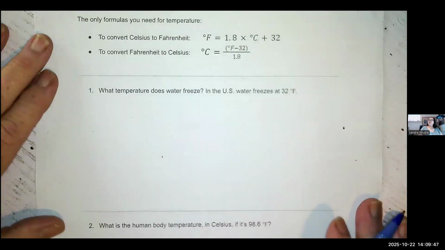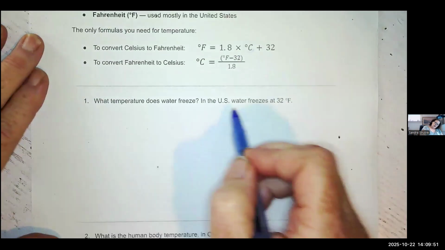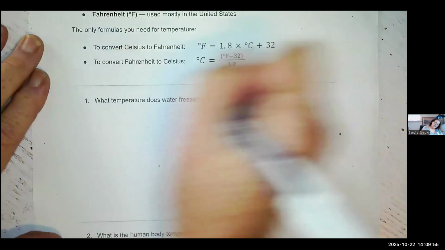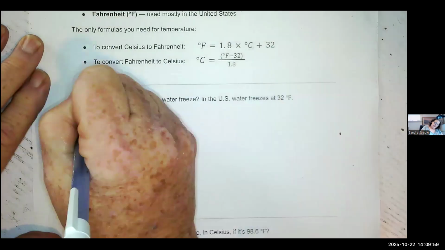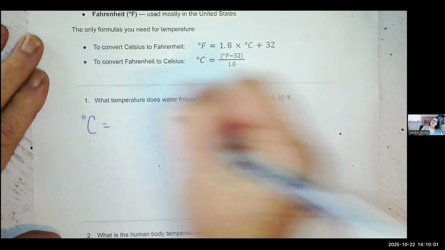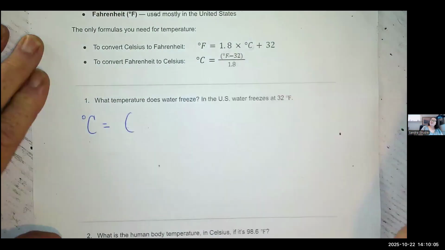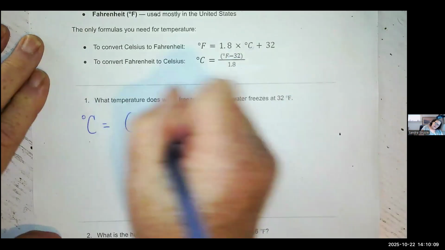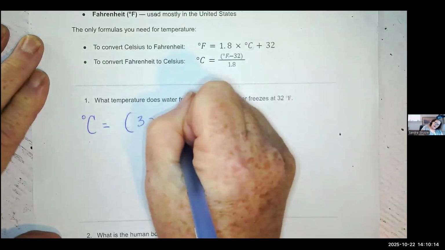What temperature does water freeze? In the United States, water freezes at 32 degrees Fahrenheit. So we're looking for what temperature it freezes at in Celsius. The degrees Celsius is equal to, we're going to take the degrees Fahrenheit, and instead of writing degrees Fahrenheit, I'm just going to write 32 minus 32, and all of that over 1.8.